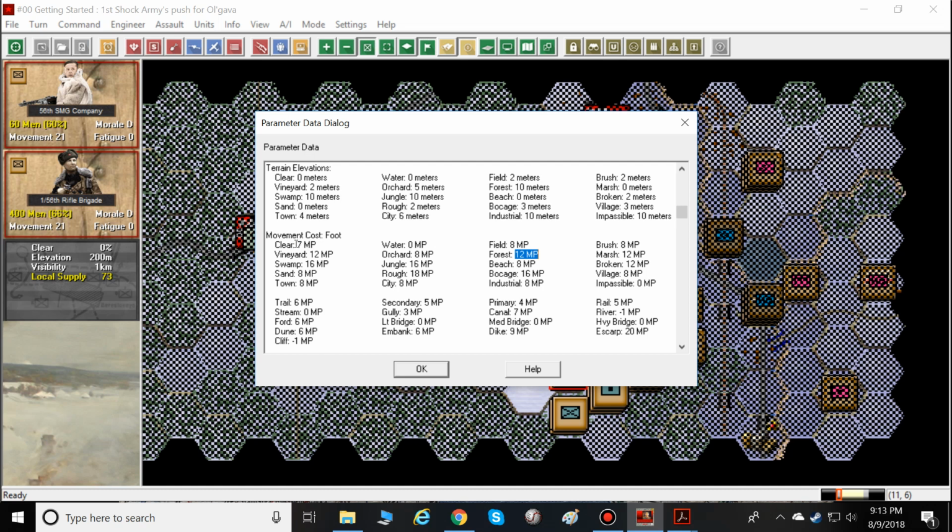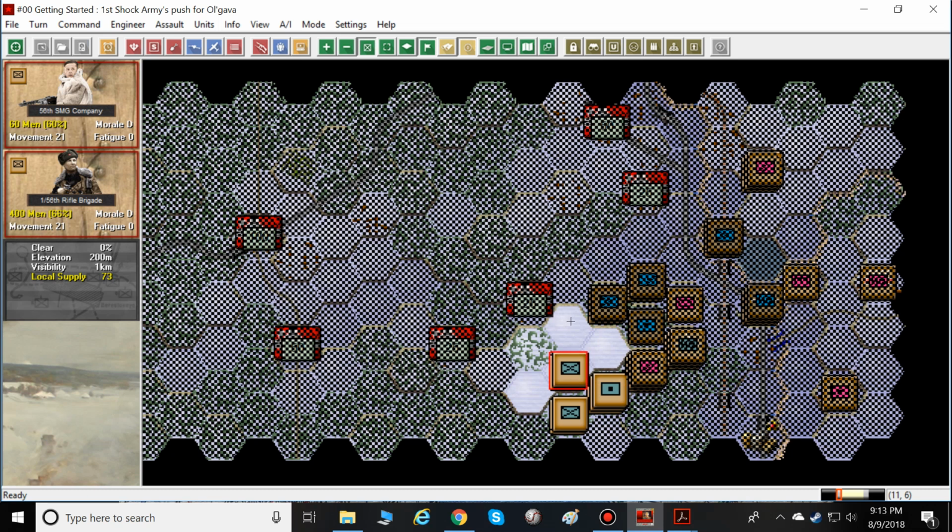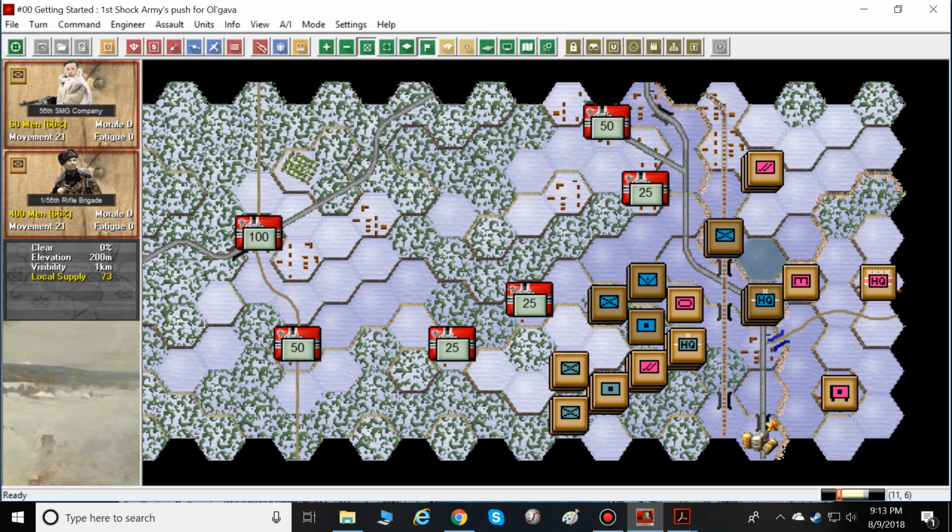So with our penalty, it's going to cost us 14 movement points to move into a clear hex and 24 movement points to move into a forest hex. So lots of movement point costs here. That's why we're not going to be able to move very fast. We've got frozen ground, snow, and everything. So we're going to select these units and we have a decision to make.